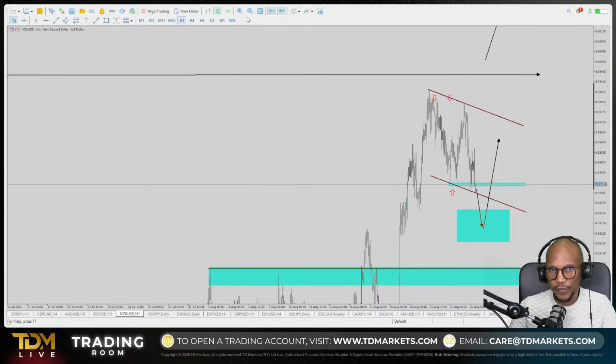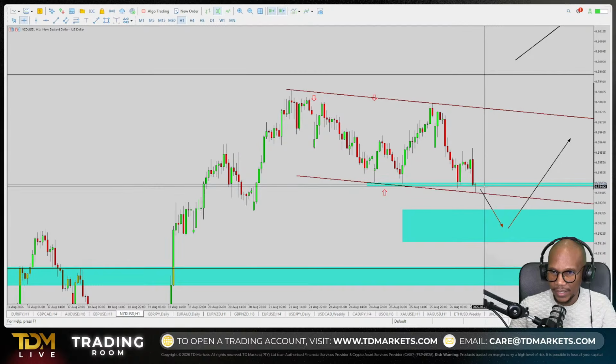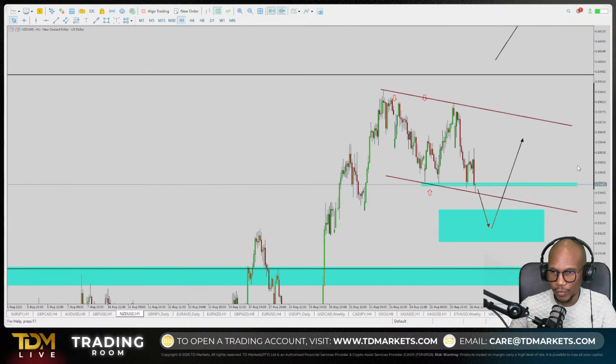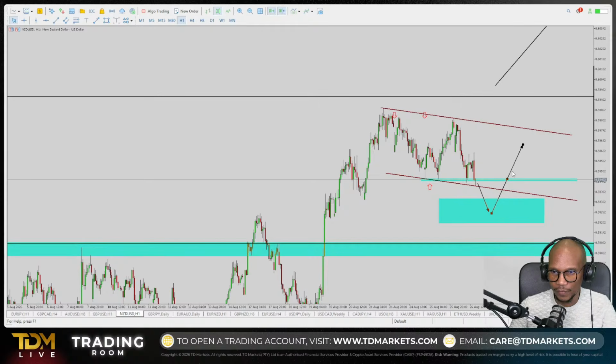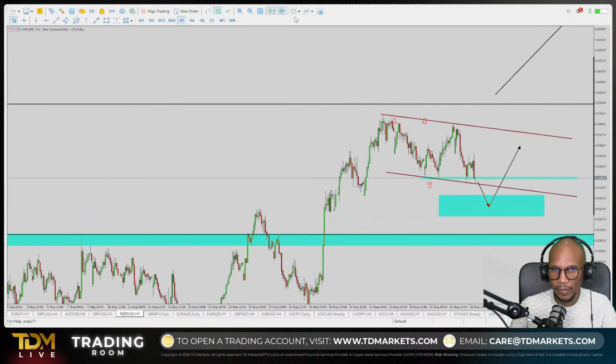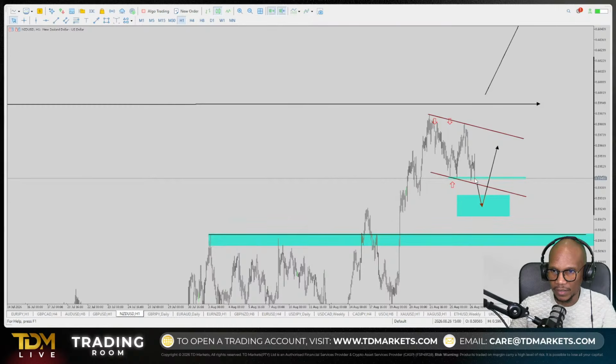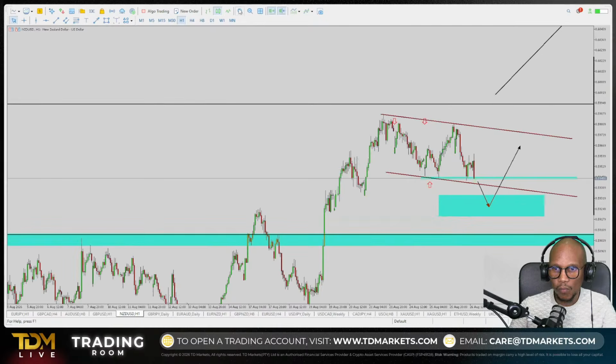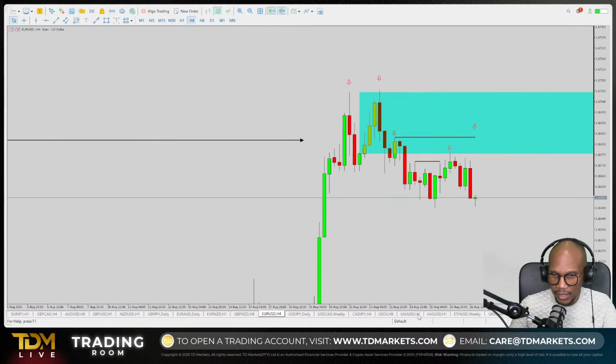If you took a sell where the market is, that might be a problem. If you took a short where the market is, that could be a problem, in fact. I wouldn't sell where the market is. So keep an eye on those levels.